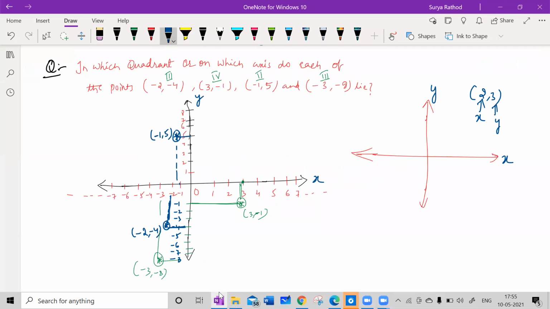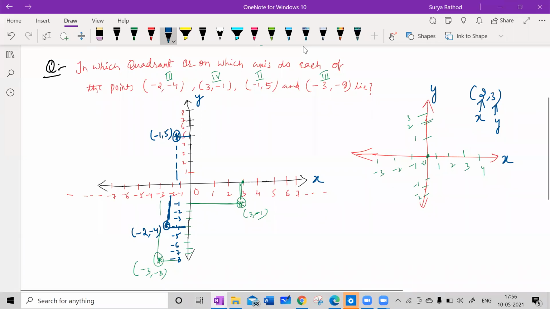Okay, Sujay. This is my point: 2 is the x coordinate, 3 is the y coordinate. First I must look at x. So I'll have 0 here, then 1, 2, 3, 4, and here -1, -2, negative numbers, isn't it? Here also I'll have all positives and here all negatives. So first look at what you have as the x coordinate. The x coordinate is 2, so I must mark 2 here.